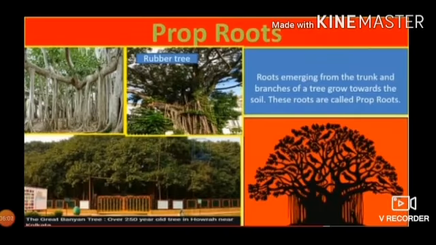Prop root. Roots emerging from the trunk and branches of the tree grow towards the soil. These roots are called prop roots. Prop roots are seen in the banyan tree. These roots arise from the branches and grow towards the soil. In Kolkata, a 250-year-old banyan tree in the Indian Botanical Garden covers a very large area. It is supported by thousands of prop roots.